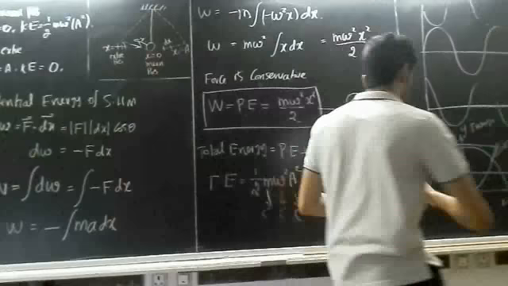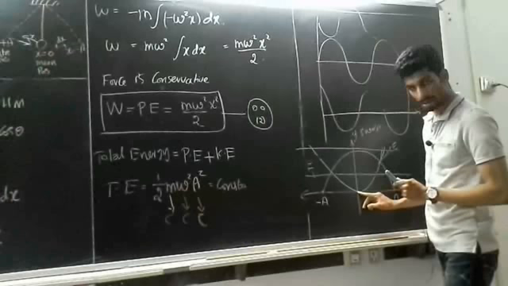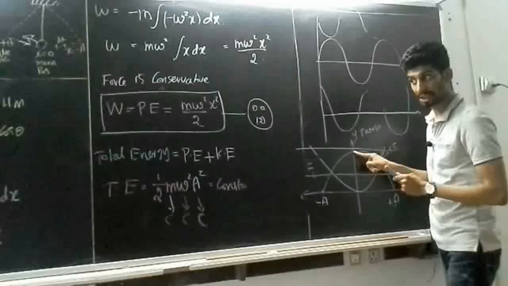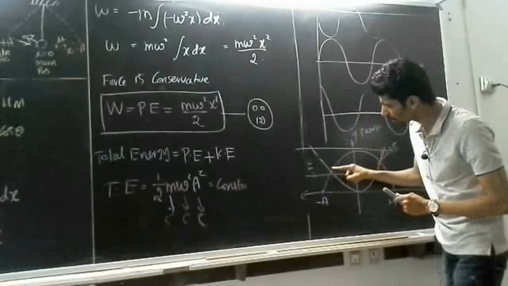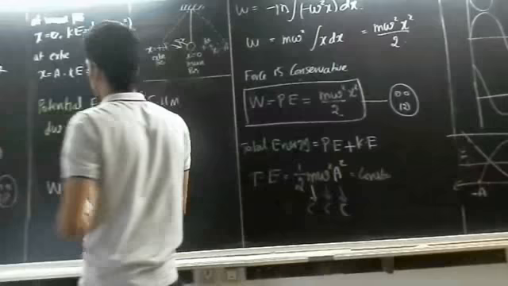So remember, at the mean position, potential energy is zero, but kinetic energy is maximum. Even at zero potential energy, kinetic energy is maximum. Total energy is potential energy plus kinetic energy. Kinetic energy is maximum, and the total energy remains constant. So whatever the point, wherever you calculate the total energy of the system, it remains constant.